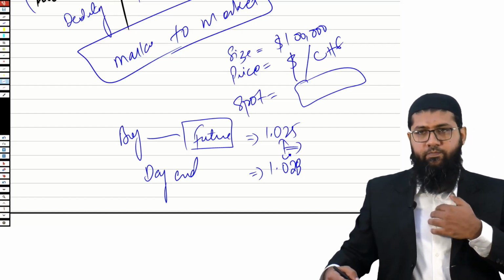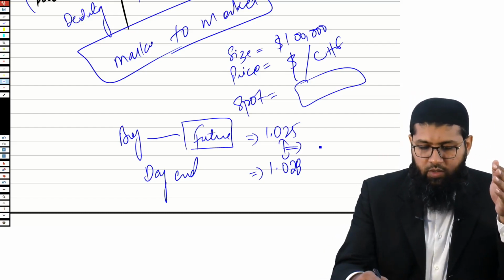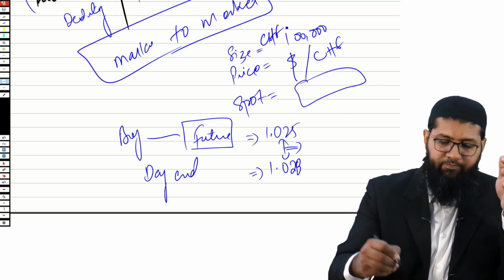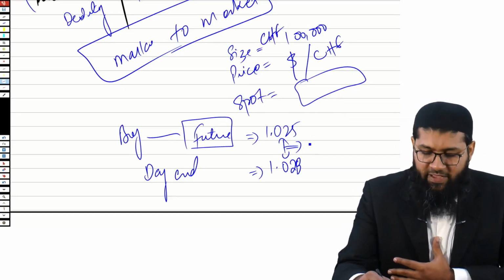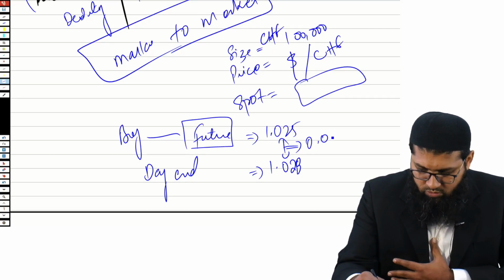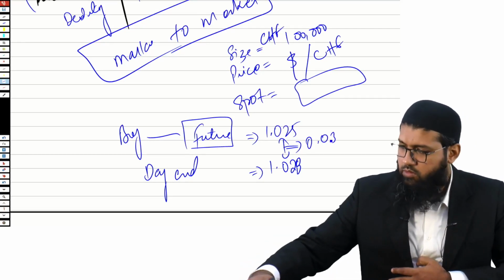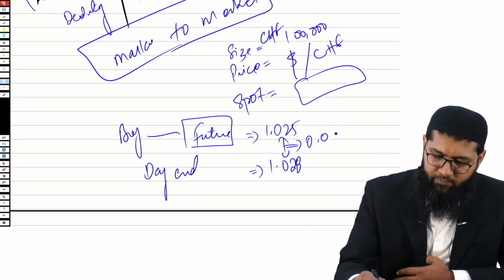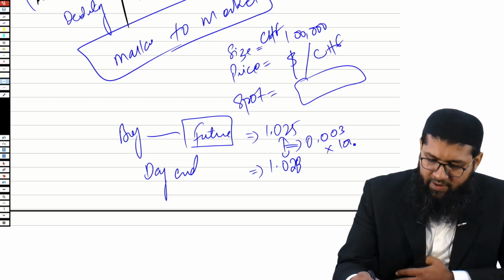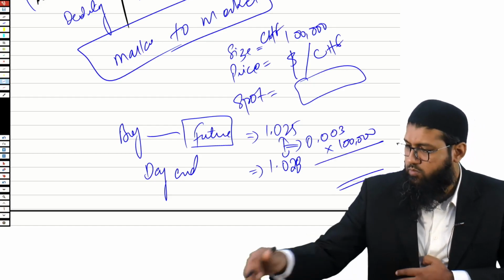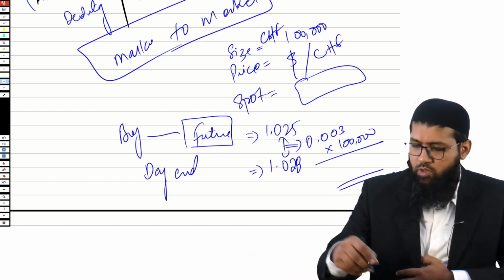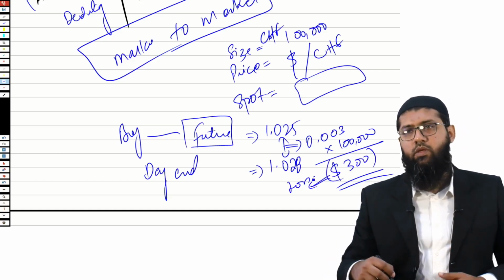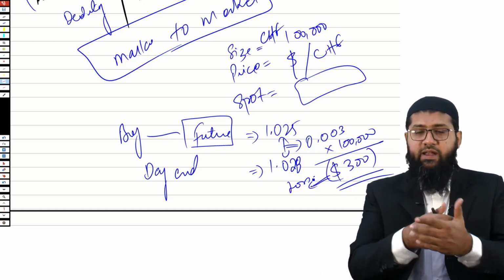So that means, okay, this is CHF. That means that there is actually a 0.03, right? In fact, 0.003 multiplied by 100,000 gives you $300 as a loss that has arisen. Why is that so? Because your position is being marked to market.